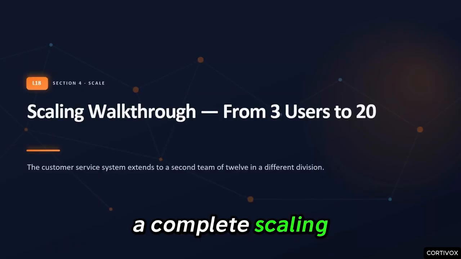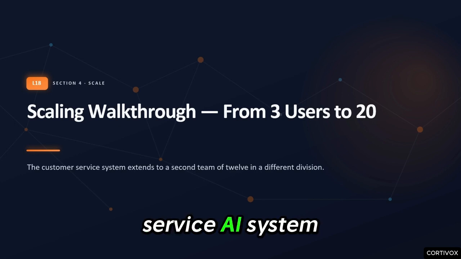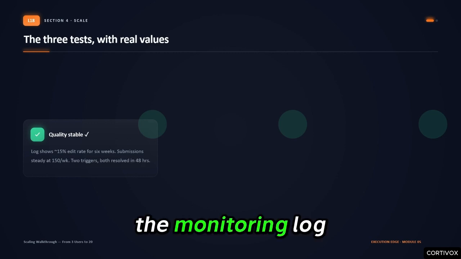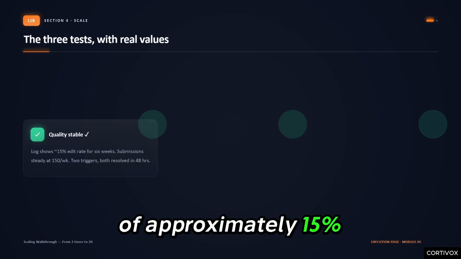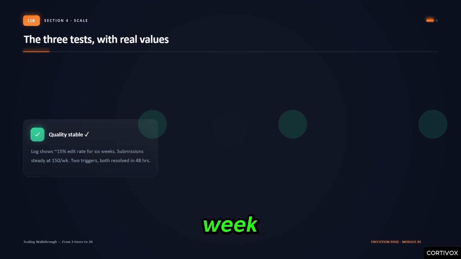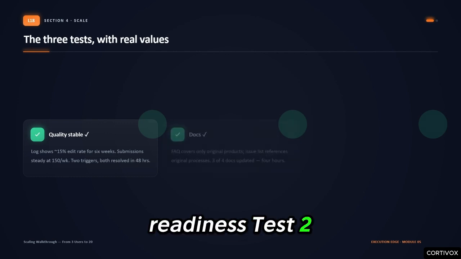A complete scaling event. The customer service AI system extending from a team of 8 to a second team of 12 in a different product division. Readiness test 1, quality stable. The monitoring log shows a stable edit rate of approximately 15% for 6 weeks. Submission count stable at 150 per week. 2 trigger events occurred, both resolved within 48 hours. Test 1 passes.